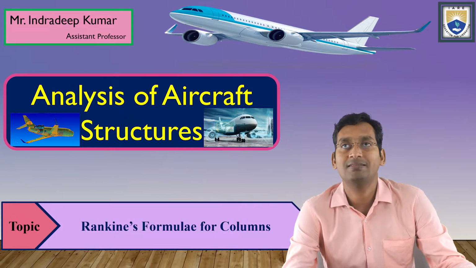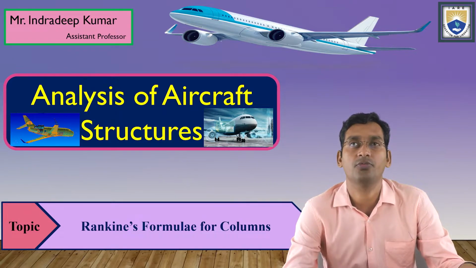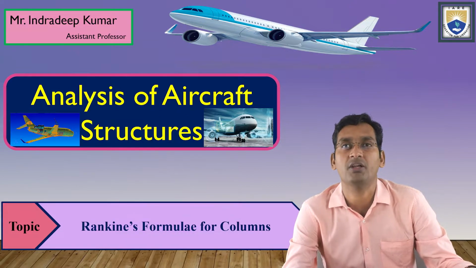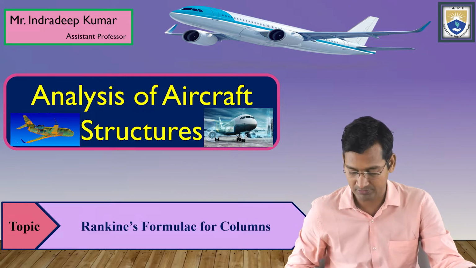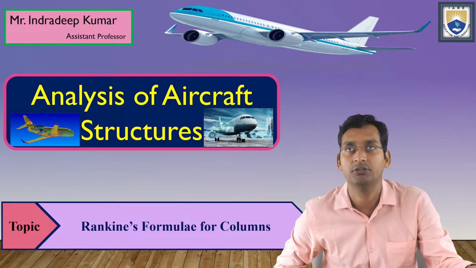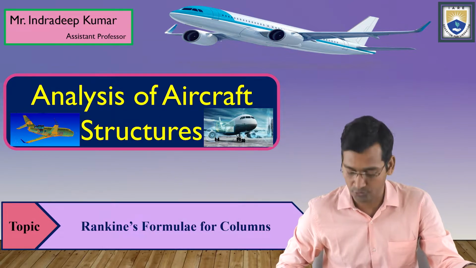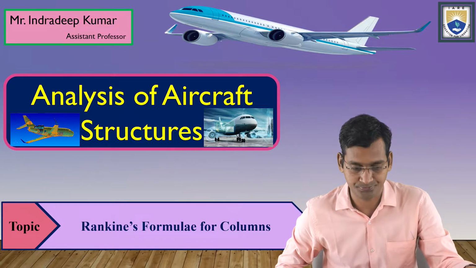In this video, we will see Rankine's formula for column. In the previous video, we had seen the different types of end conditions, and what will be the equivalent length. Now we will see the Rankine formula for the columns. This is the last video for this module. After that, in the next video we will start the third module.